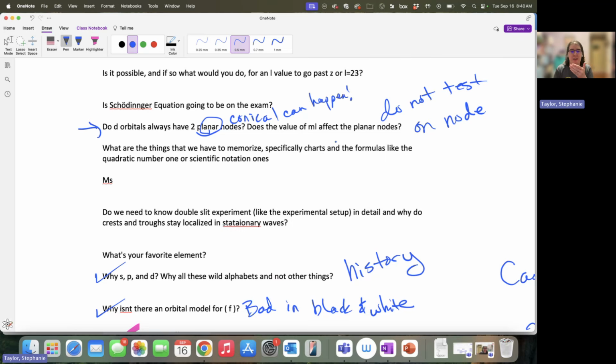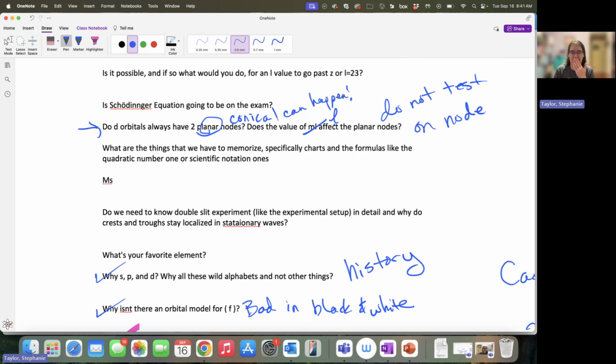Does the value of m sub l affect the planar nodes? It's not the value of m sub l that affects the nodes. It's something different. It's the value of L that affects the nodes.